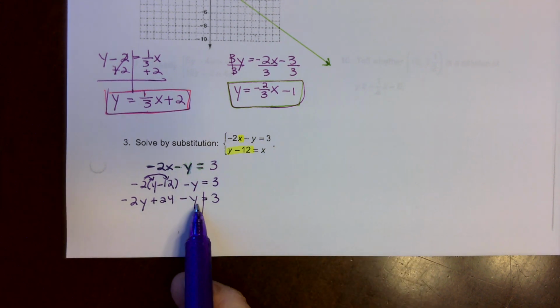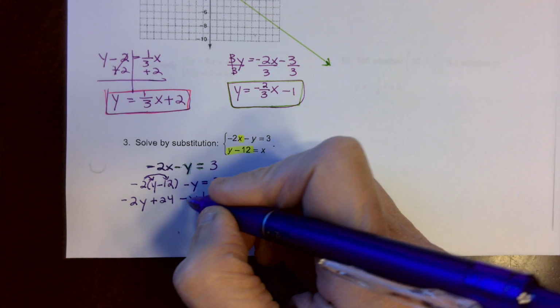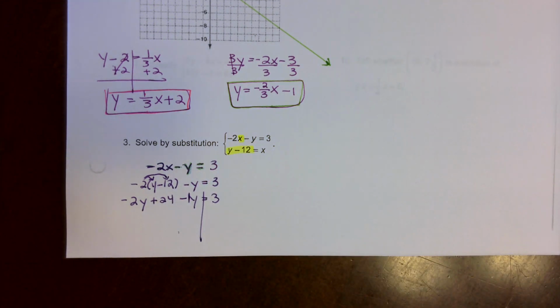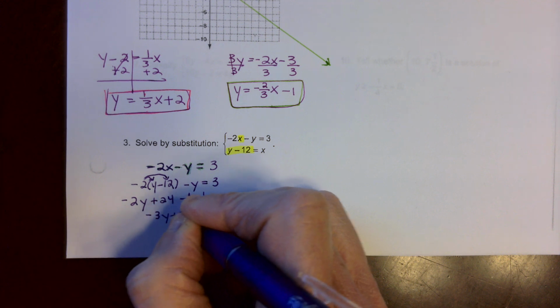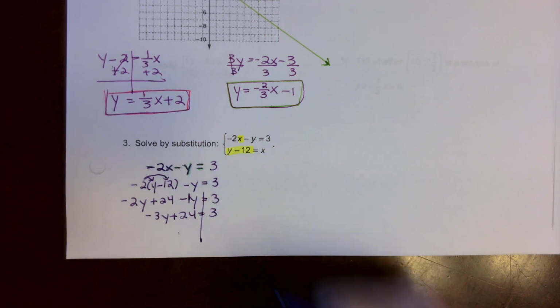I've got like terms over here, so I'm not moving anything yet. I'm just combining like terms. So -2y and a -1y is a -3y, plus 24 equals 3.